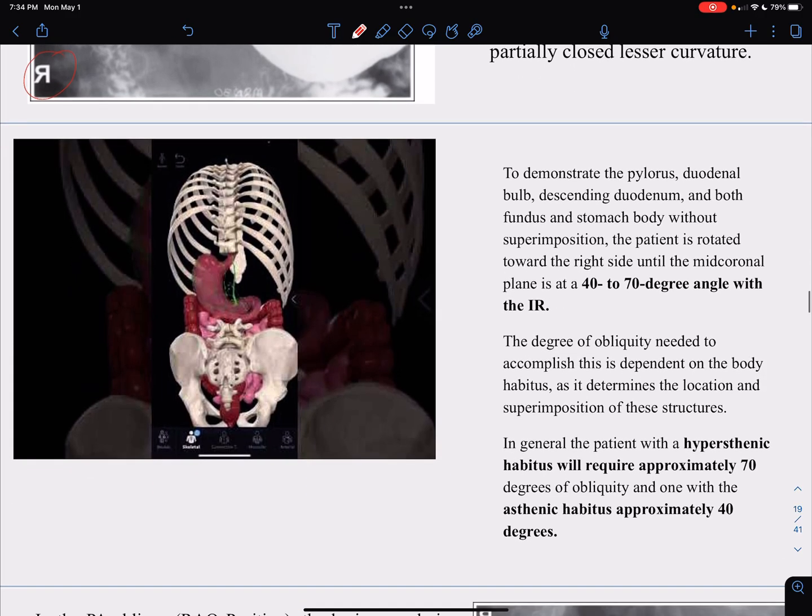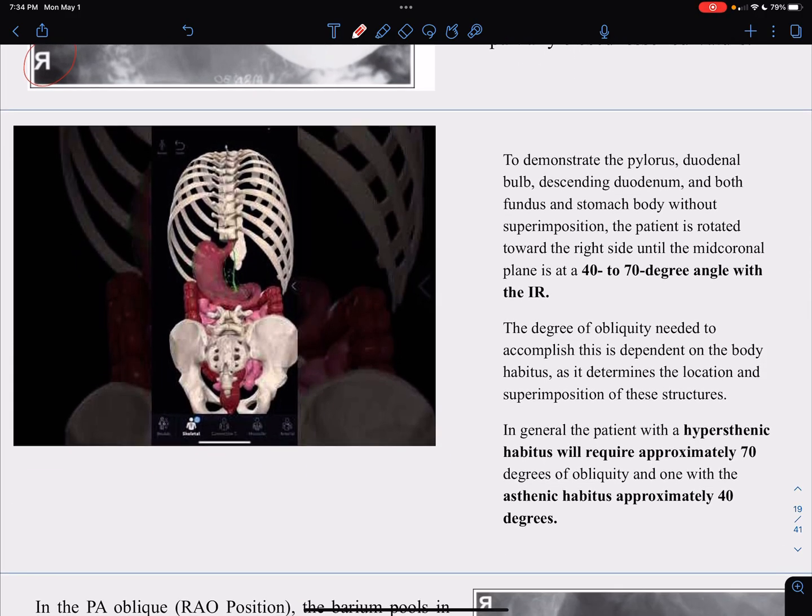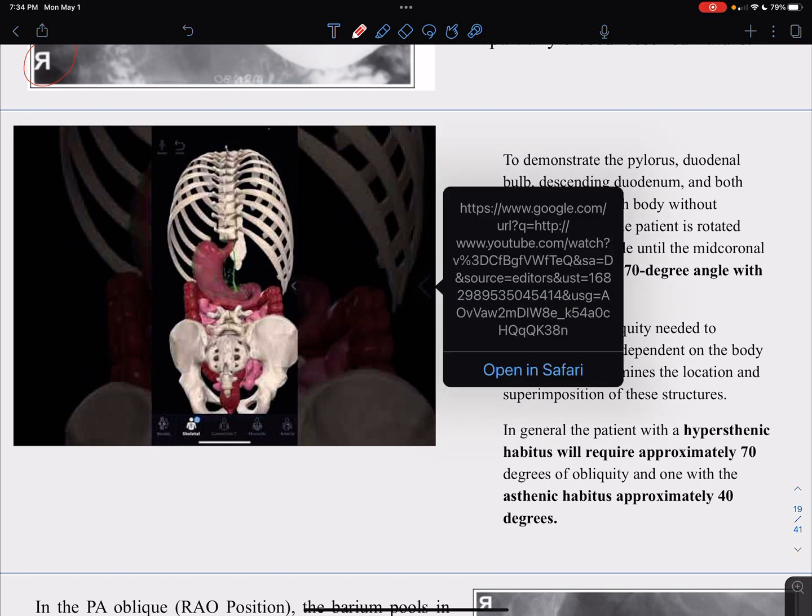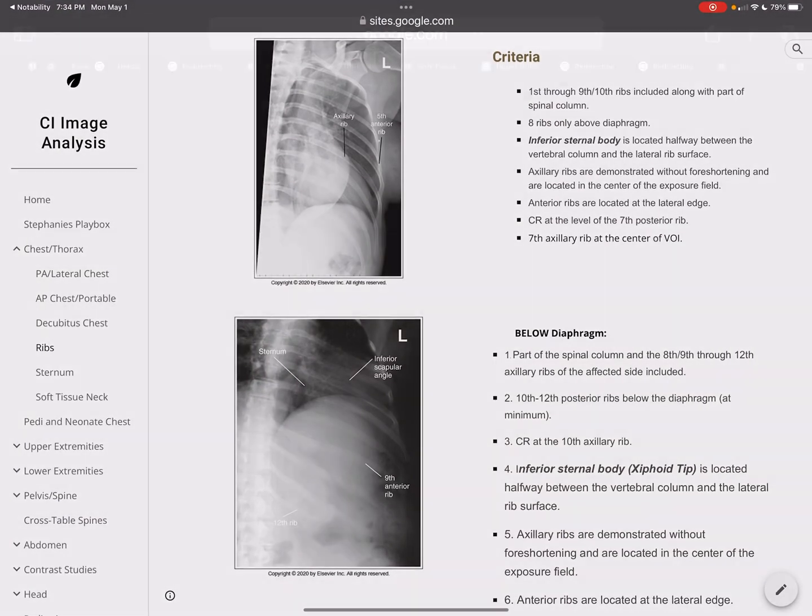Here is a little video that I made to demonstrate the duodenal bulb and descending duodenum in both the fundus and stomach body without superimposition. Let me see if I can get this to work.